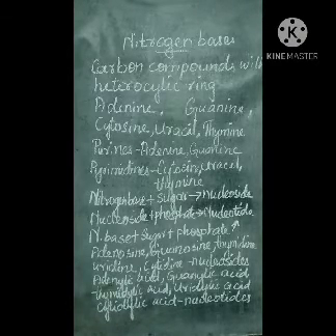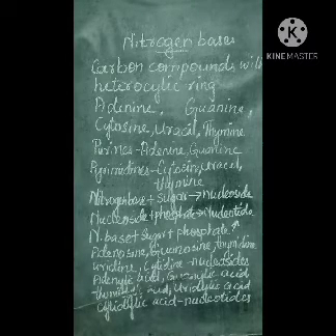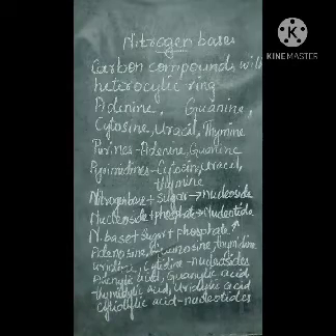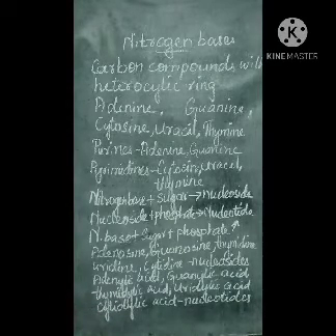Okay, if adenine is the nitrogen base, then it will be adenylic acid. If guanine is the nitrogen base, with the sugar and phosphate it forms guanylic acid. Thymine with the sugar and phosphate forms thymidylic acid. Uracil with the sugar and phosphate forms uridylic acid, and cytosine with the sugar and phosphate forms cytidylic acid. So these are the examples of nucleotides.